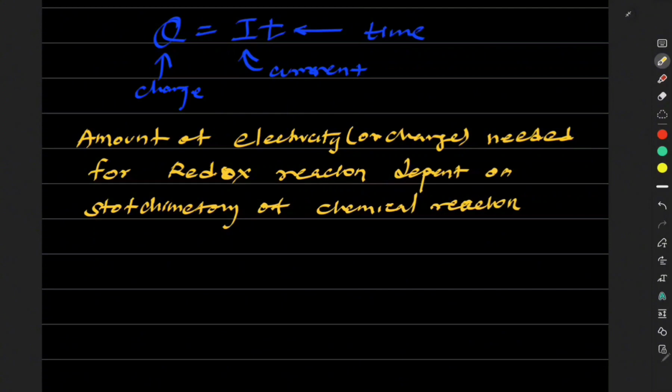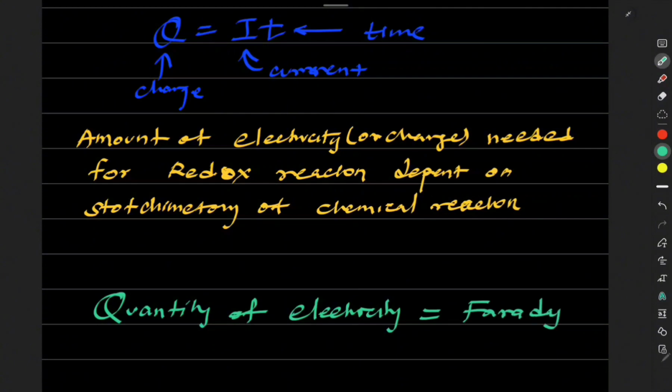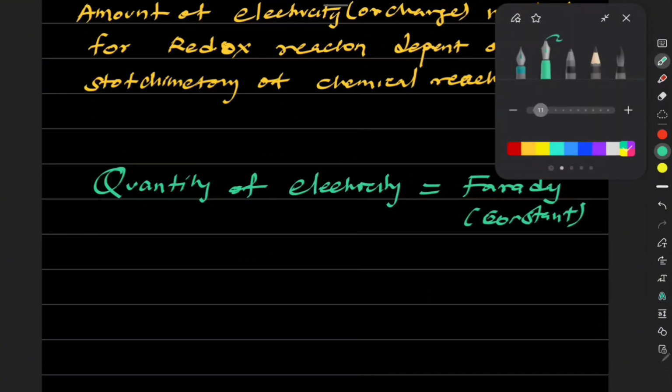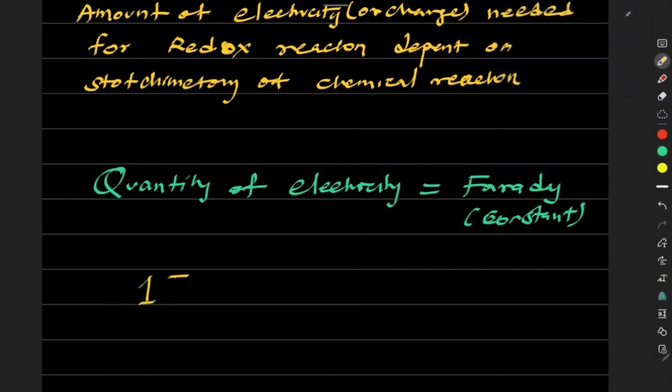The quantity of electricity is called the Faraday, which is a constant. 1 Faraday, which is symbolized by capital F, is approximately equal to 96,500 coulombs per mole.